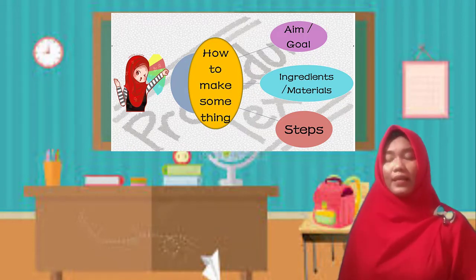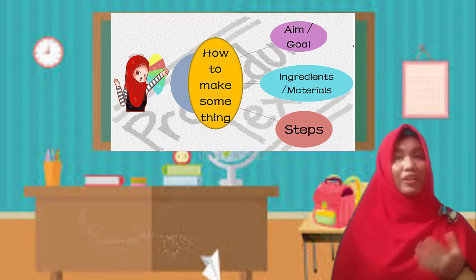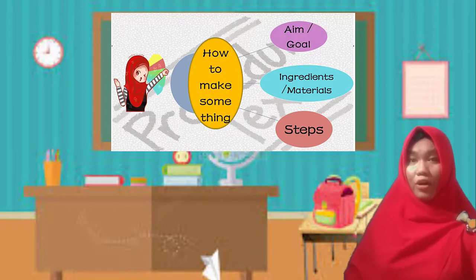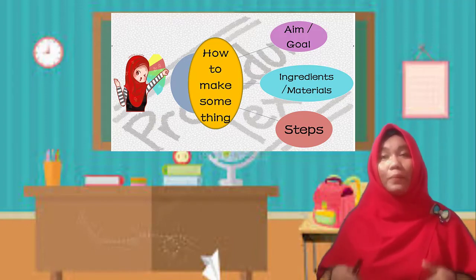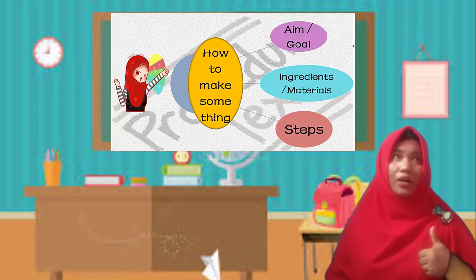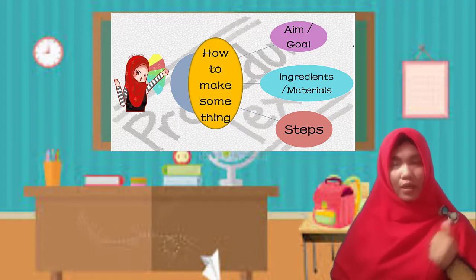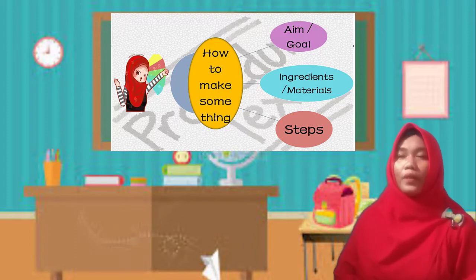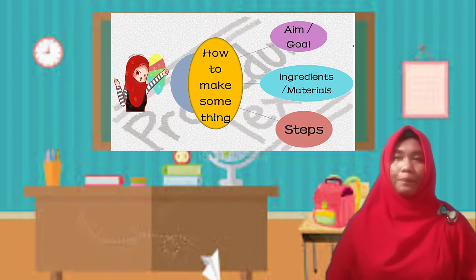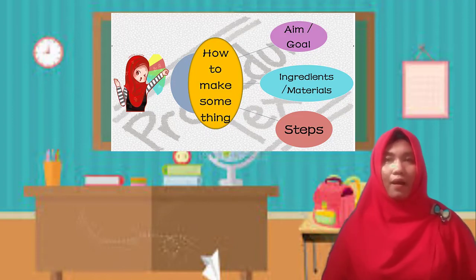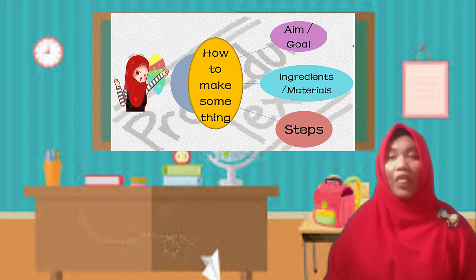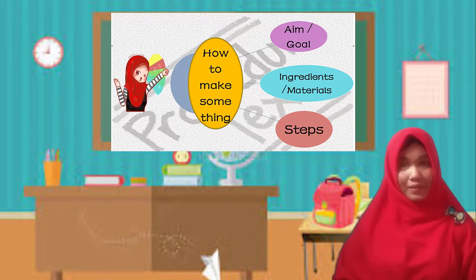The second one is ingredients or the materials. It means that if you want to make a cup of coffee, you must have the ingredients, for example, of course, hot water, coffee, sugar, and creamer. In this one, there are also tools. For example, a cup, spoon, and etc.